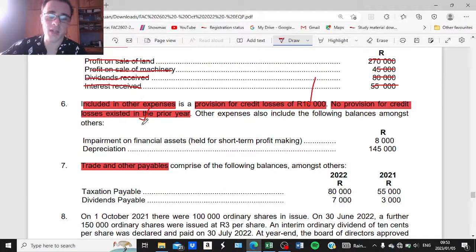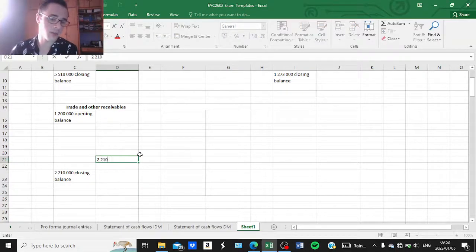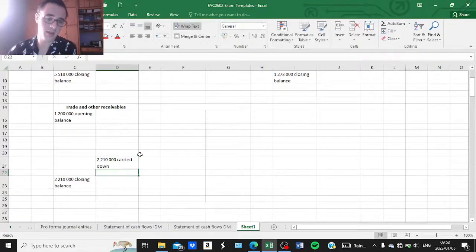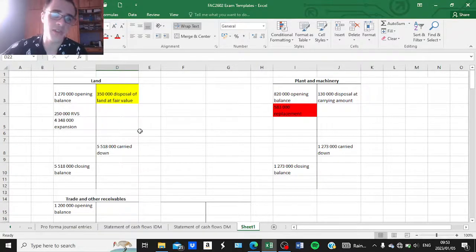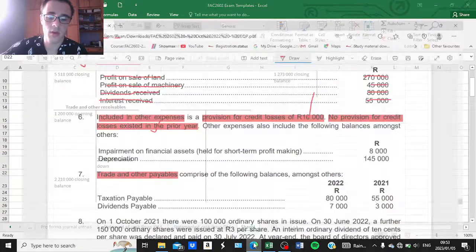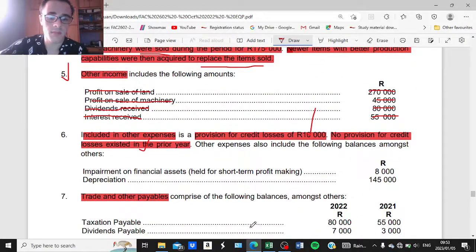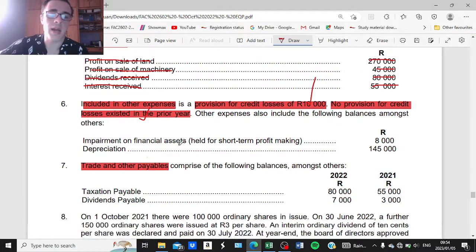All right, and there was no allowance for credit losses in the previous year. And this allowance was carried down from the credit side, as was the case with the previous two general ledger accounts. All right. So we are not completely done with that one. And other expenses also include the following balances.